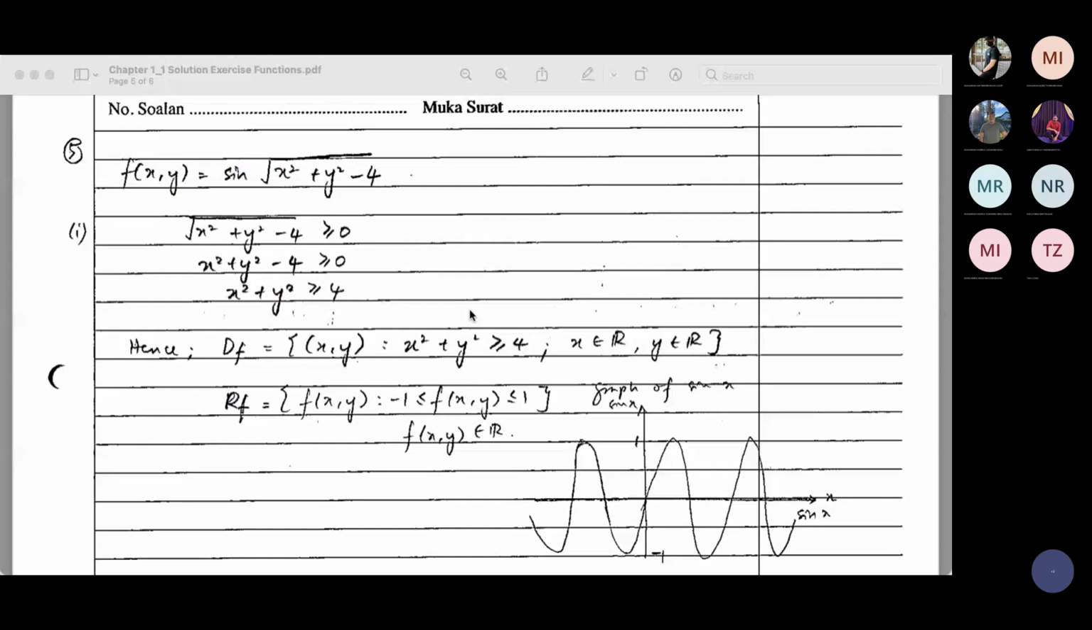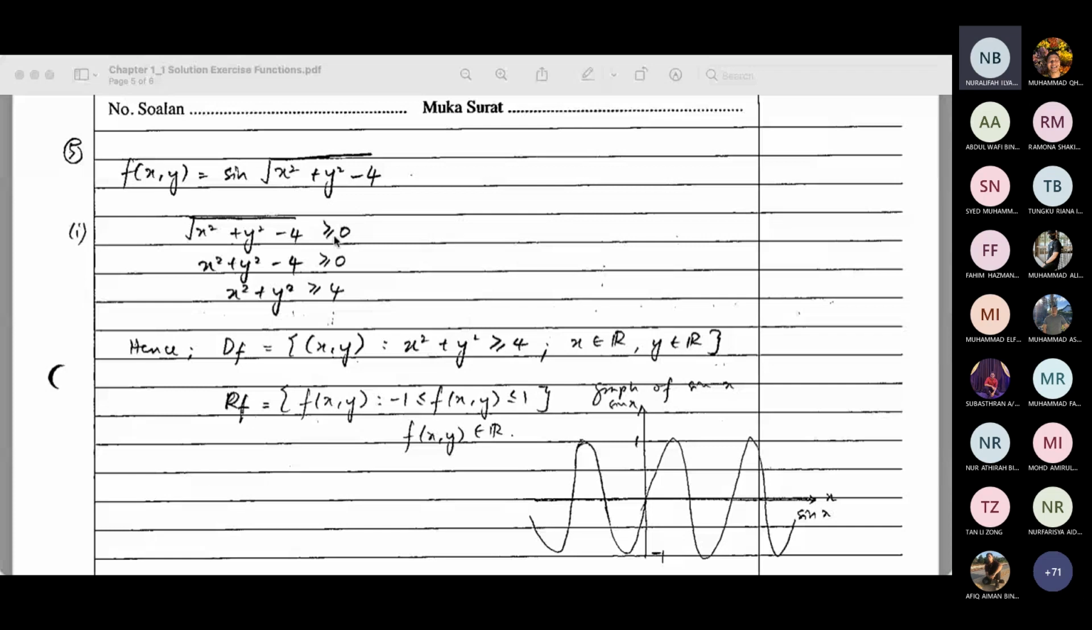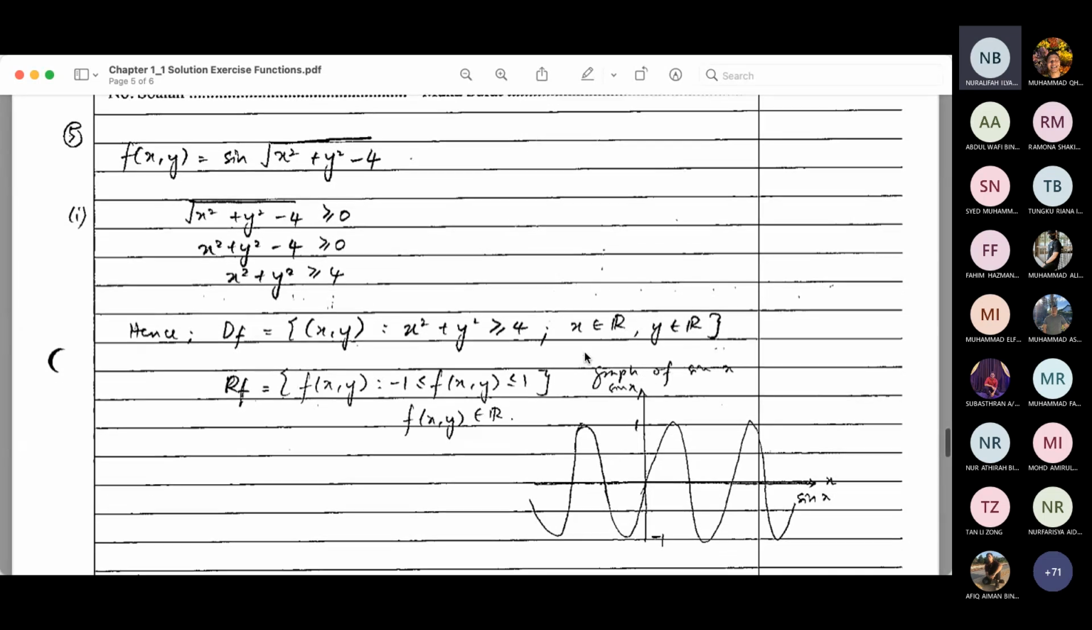So, dia punya condition, set x squared minus 4, punca kuasa ni hendaklah lebih besar daripada kosong. So that the function is defined. So, in this case, x squared plus y squared minus 4 akan jadi lebih besar daripada 4 because kita pindahkan 4 dekat belah kanan. So, the domain for the function will be x squared plus y squared greater or equal to 4 by which x dan y akan mengambil real value.